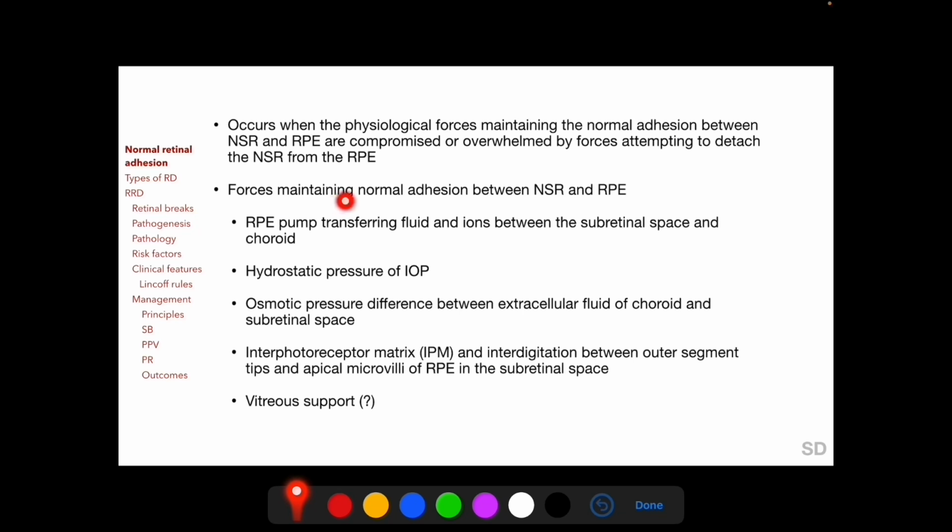Forces maintaining this normal adhesion between neurosensory retina and retinal pigment epithelium include the retinal pigment epithelial pump, which transfers fluid and ions between the subretinal space and the choroid, hydrostatic pressure from intraocular pressure, osmotic pressure difference between the extracellular fluid of choroid and the subretinal space, and the interphotoreceptor matrix, and interdigitation between the outer segment tips of photoreceptors and apical microvilli of RPE in the subretinal space.